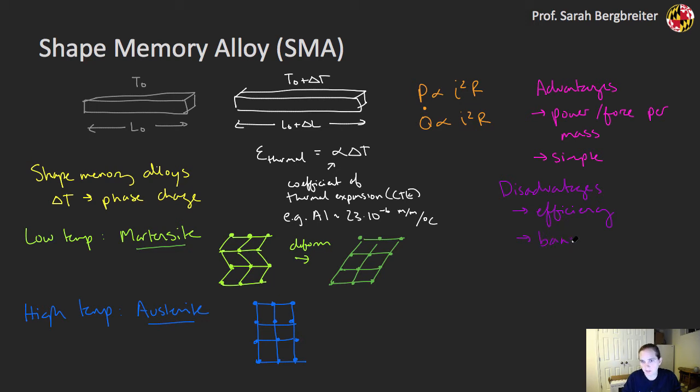Sorry, that should be bandwidth is low. And sometimes displacement can also be a disadvantage. So typically I'm getting something like 3 to 5% strain between these two states, which is pretty large compared to what I can get just with a normal chunk of material and heating it up.